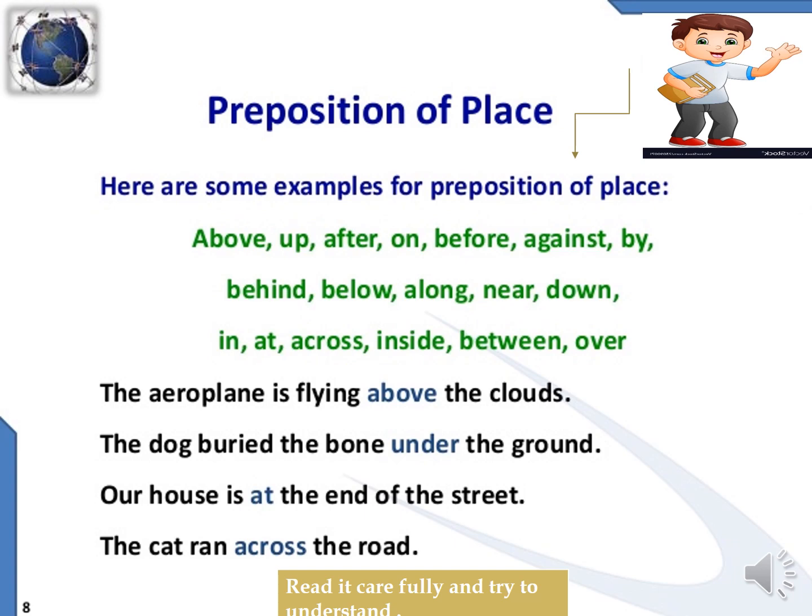So above, the word which comes here in a different color, shows that above is a preposition. Second one, the dog buried the bone under the ground. What has the dog done? The dog has buried. It means it digs, puts a bone inside and closes it. It's called burying. So under, which comes in a different color, shows the preposition.